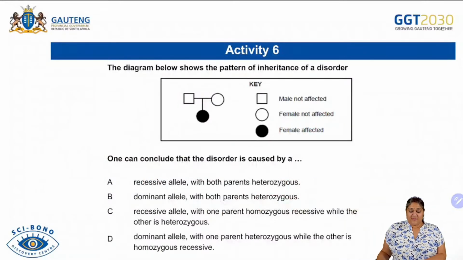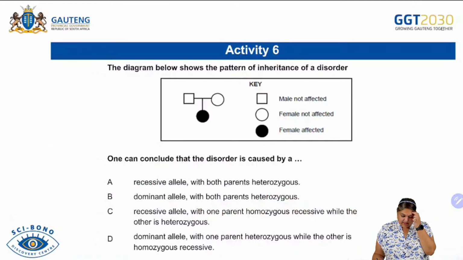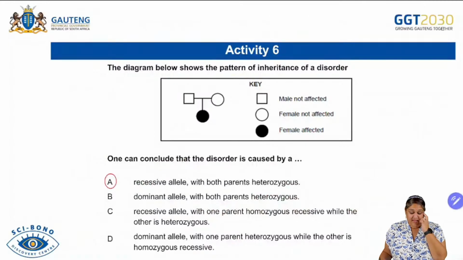The diagram below shows the pattern of inheritance of a disorder. Okay, so we will say male not affected, female not affected, and there's a female that is affected. One can conclude that this disorder is caused by, okay, so what are we looking at here? Is it a recessive allele with both parents heterozygous? A dominant allele with both parents homozygous? A dominant allele with both parents heterozygous? A recessive allele with one parent homozygous recessive while the other is heterozygous? Or a dominant allele with one parent heterozygous while the other is homozygous recessive?